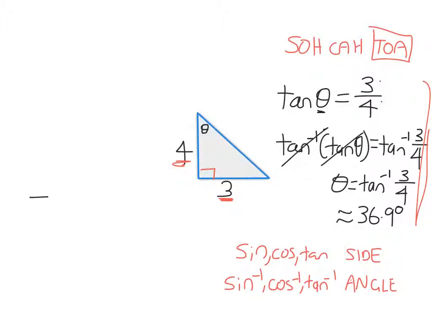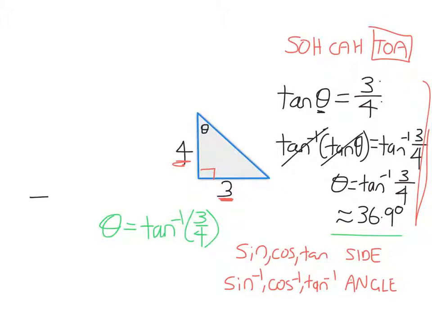You can just go straight to theta equals, okay, this is a tan question, but I want to find an angle, so it's tan inverse, and it'll be opposite over adjacent. You can go straight to that, putting that in your calculator to save yourself some time. And you should get 36.9 degrees.